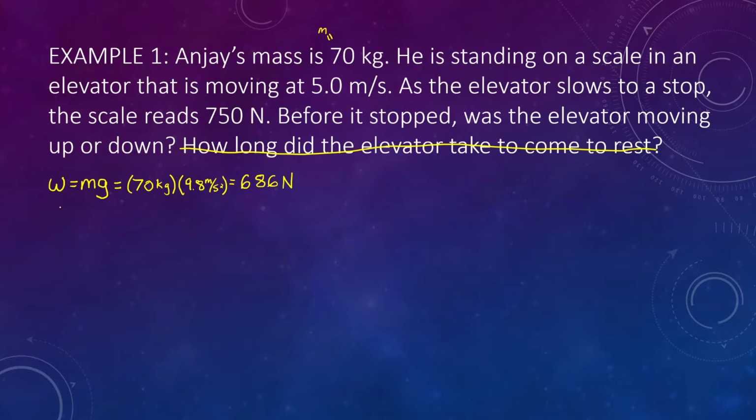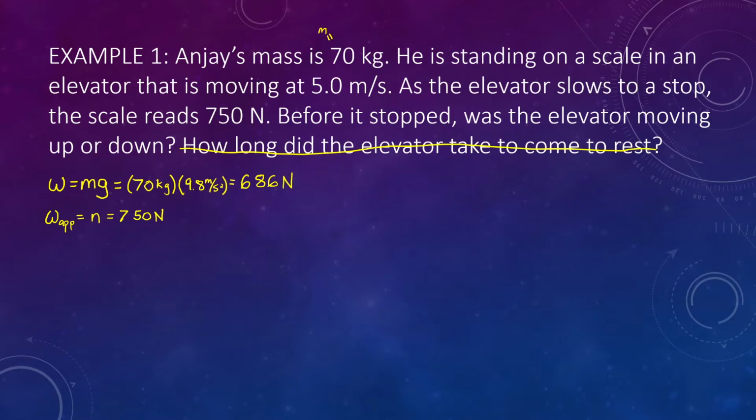But realize it says the scale is reading 750 newtons. Well, this is telling us his apparent weight, right? This is what the scale is reading. So his apparent weight, W_app, which, by the way, remember, is the magnitude of supporting contact forces. Well, it's the normal force that's supporting him. And that is told to be 750 newtons. So think about this conceptually first. Think about what's happening here. His apparent weight is greater than his actual weight.